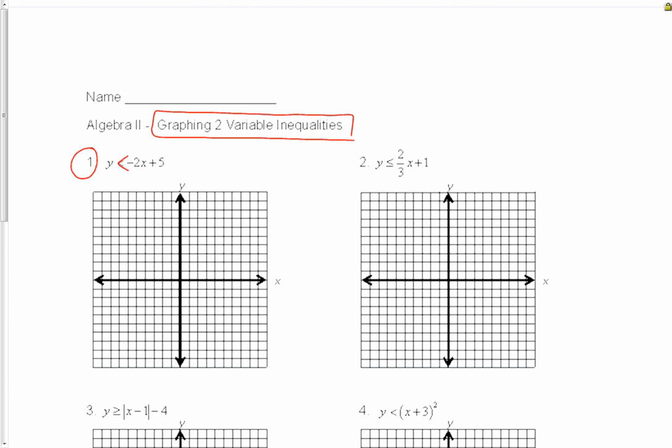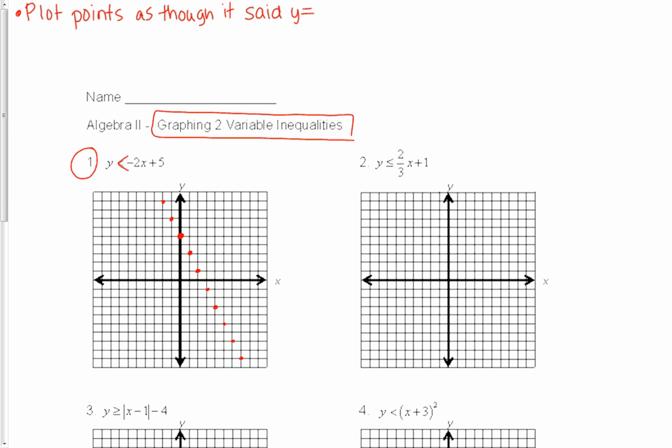When we start this, the first thing we're going to do is graph the function as though it were an equal to. So we're just going to plot those points. For this graph, we have a y-intercept of 5 and a slope of negative 2. So I'm going to go down 2, 1 to the right. I'm going to fill my graph the whole way by plotting my points. I also, from my original y-intercept point, could have gone up 2 and 1 to the left.